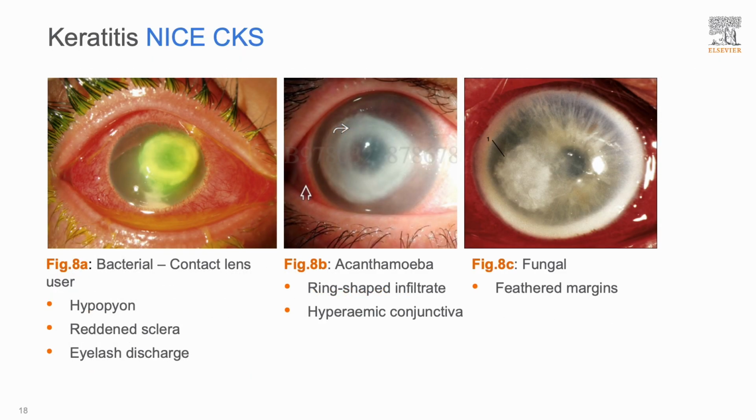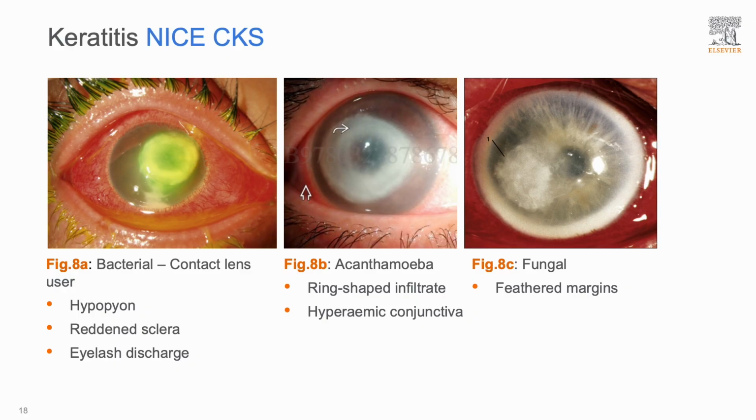Here we have 3 examples of keratitis between Figure 8a and Figure 8c. The first example, in Figure 8a, demonstrates a patient with bacterial keratitis associated with contact lens use. There are 3 distinguishing features which allude to a diagnosis of bacterial keratitis. The first is hypopyon, as shown by the pus collection in the inferior margin of the anterior chamber, followed by number 2, which is a reddened sclera, as well as eyelash discharge as a third distinguishing feature.